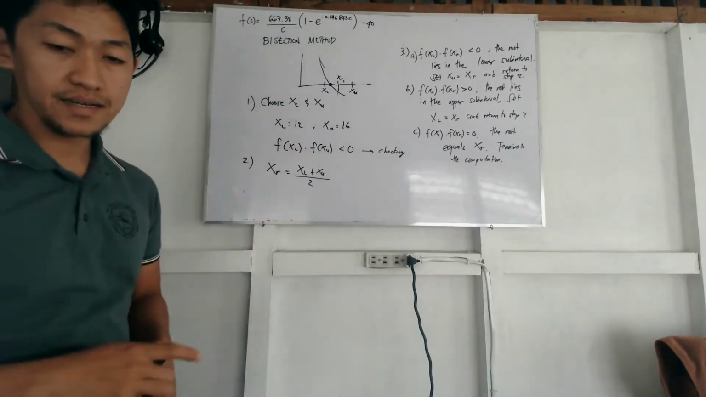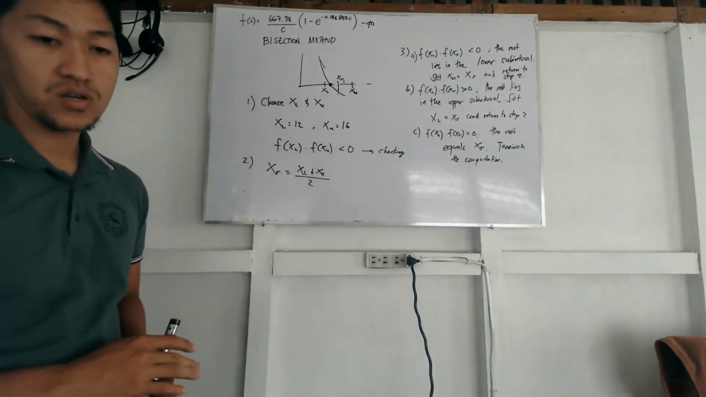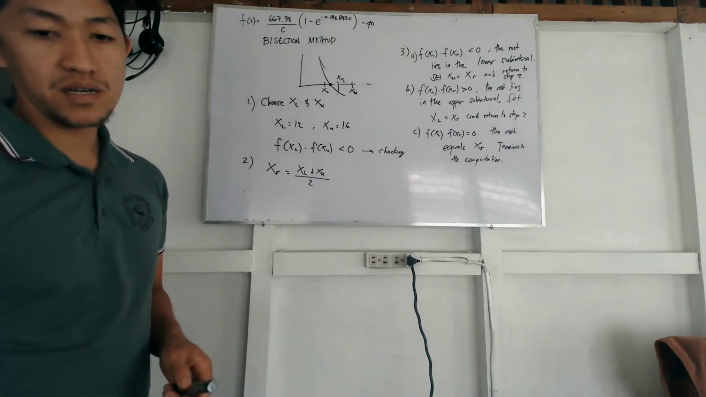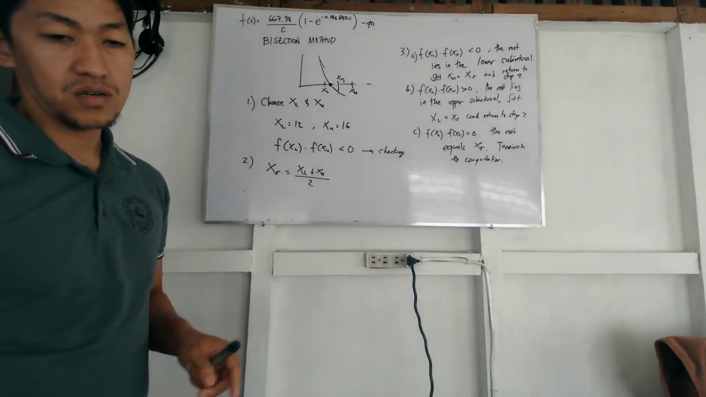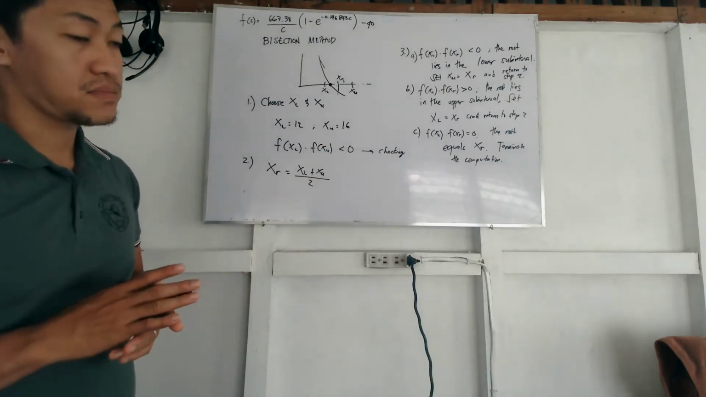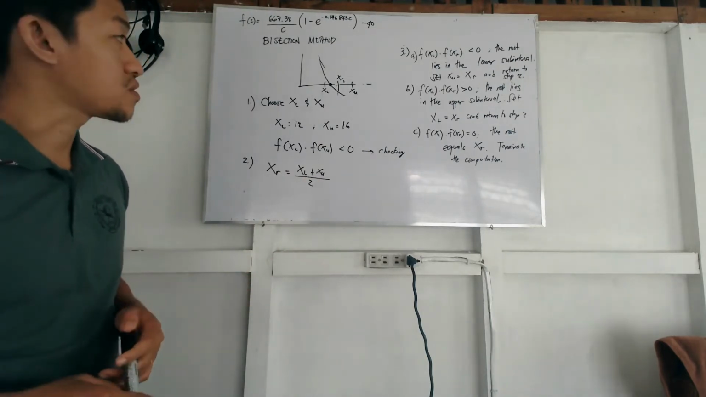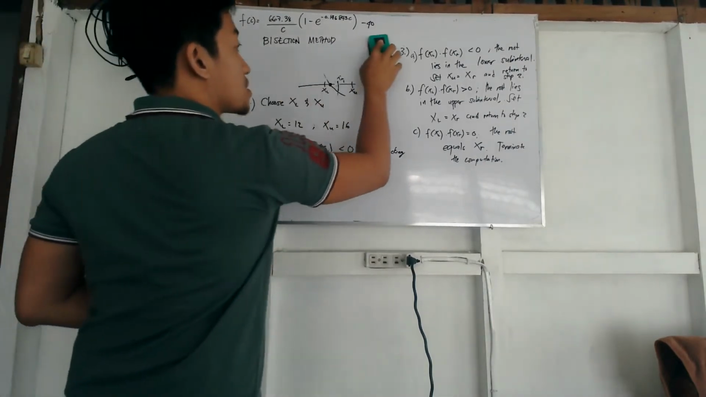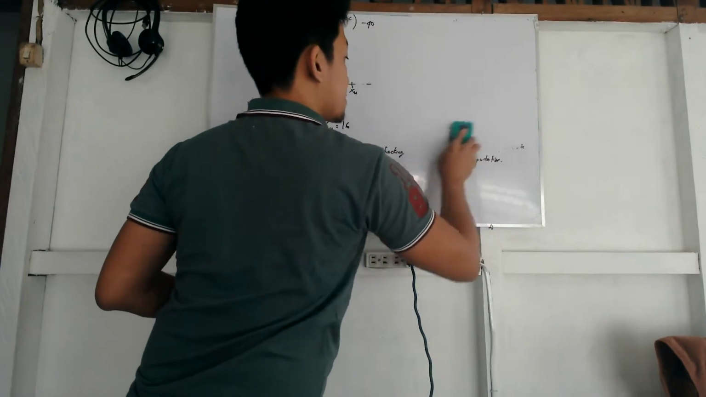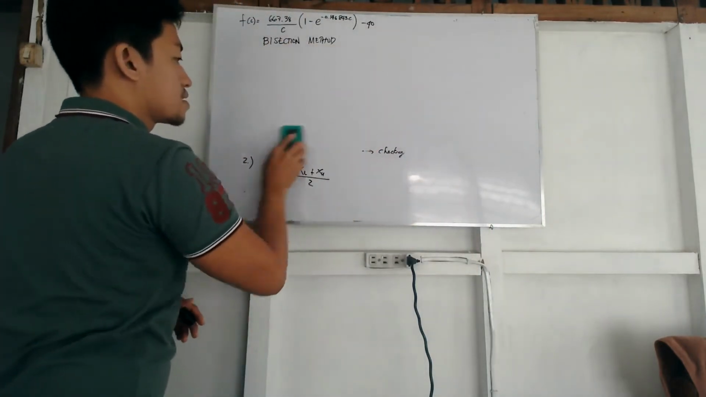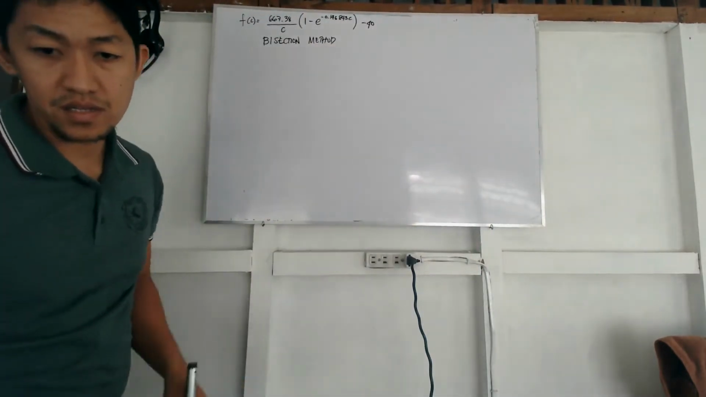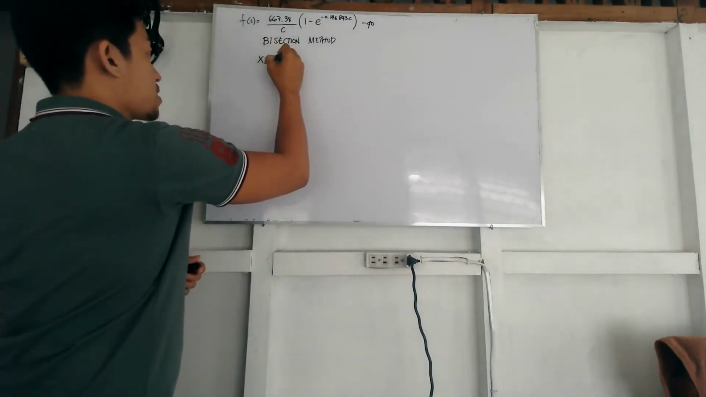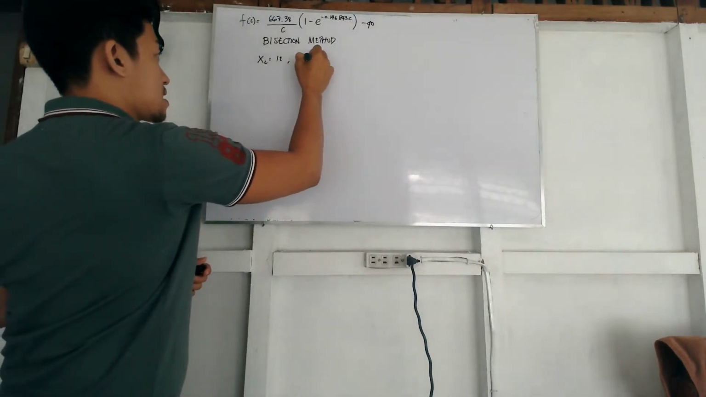Now, take note that this procedure is the flow of your programming, when you write your pseudocode. We will solve this equation. Here, xl is 12 and xr is 16.